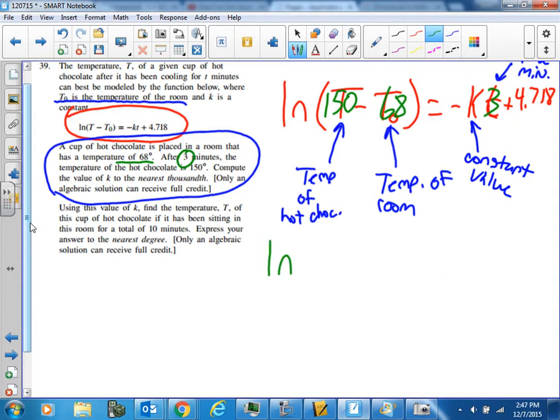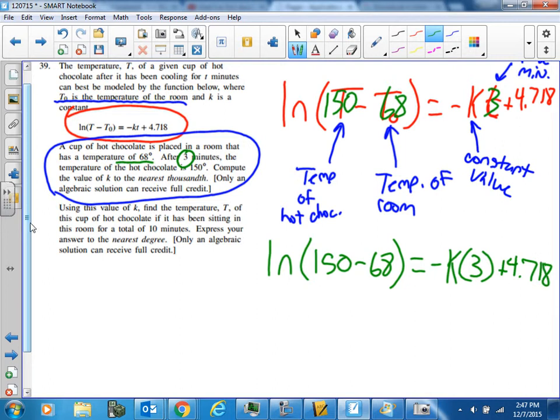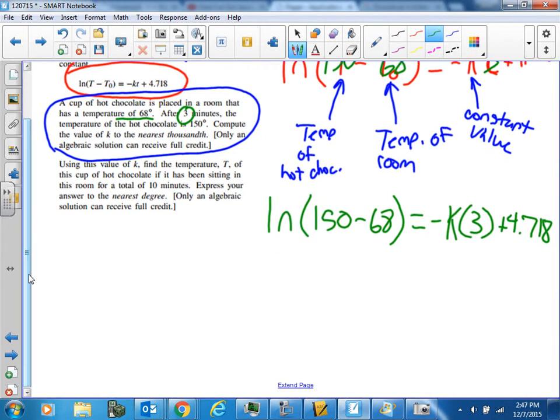Natural log, the log base e of 150 minus 68 equals negative K times 3. You could have put negative 3K, either way, it doesn't matter. So plus 4.718. Now you don't need to do any type of maneuvering here. We can just do the natural log of 150 minus 68. I have my calculator here, so I can just plug it in.